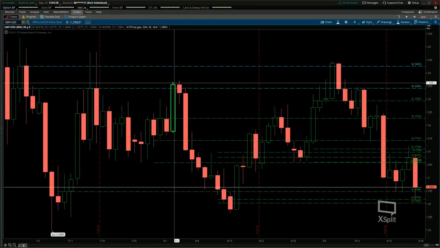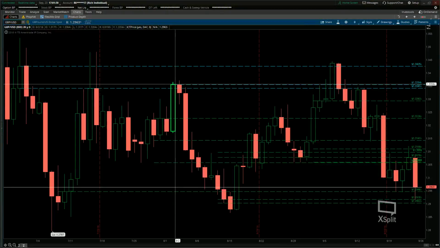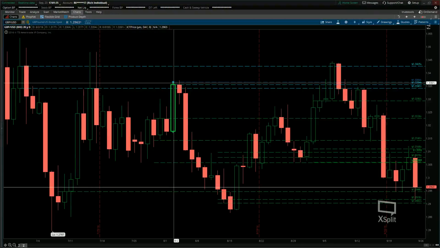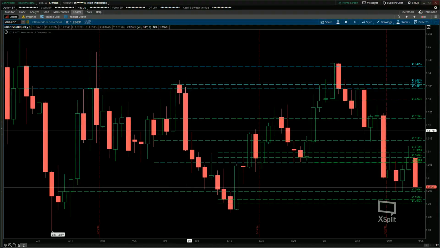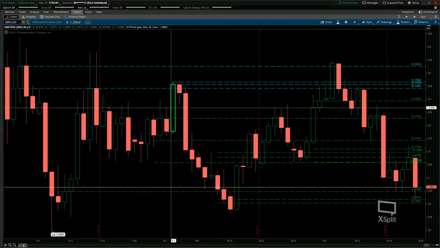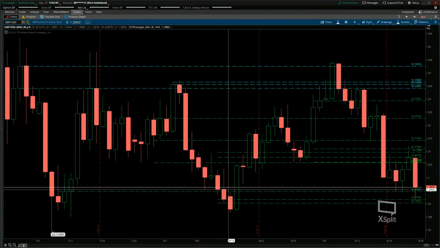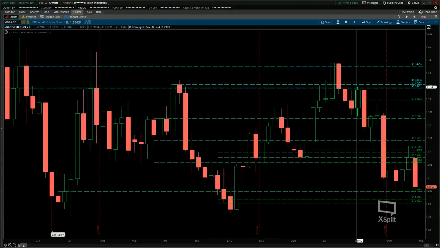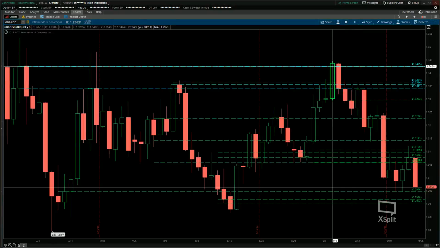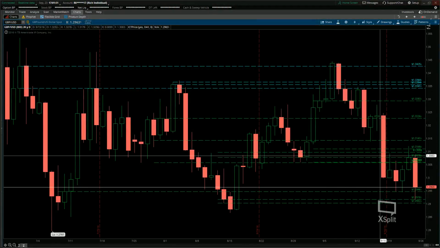So if we go over and we draw this one, and all we're drawing is the last up candle before the down move. And you can see this was a very strong down move in the beginning of August. You can see over here that these levels started getting respected on this down move.